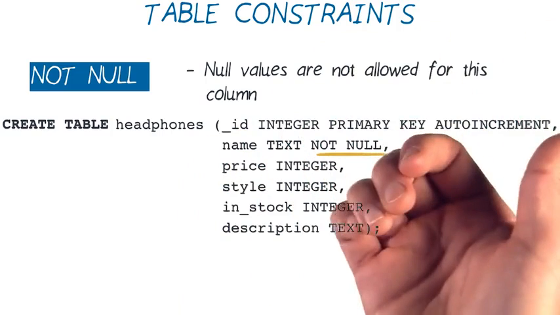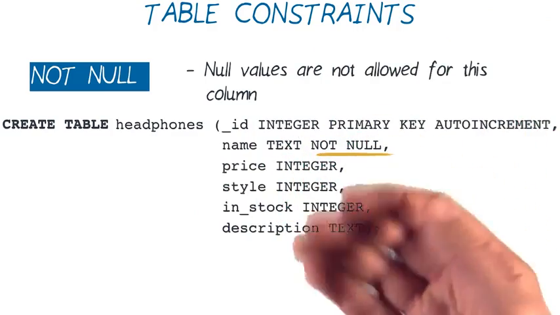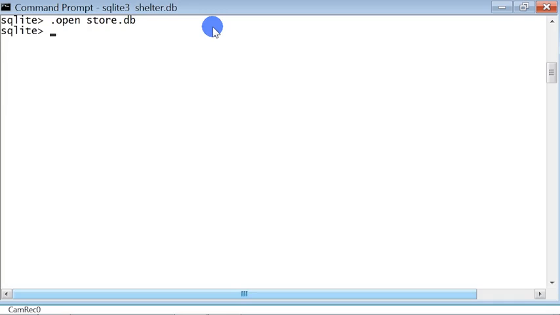So let's head over to the terminal and try out what this command looks like there. Let's use our .open store.db command and move over to our store database. Inside this database, I'm going to create a table where the ID is the primary key, and I want that ID to auto increment. And I also want the name value not to be null. So let's enter those specifications.